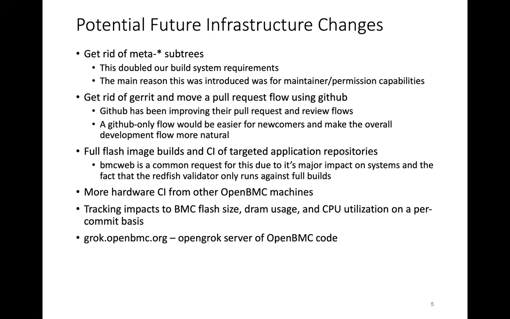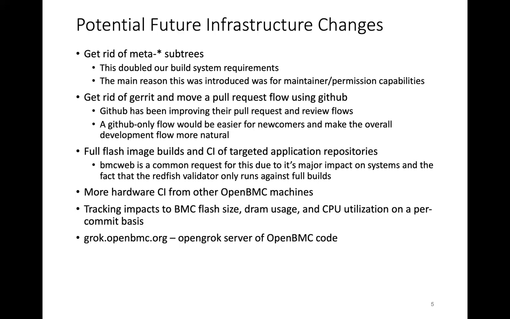The first one on the list is to get rid of our meta subtrees. When we introduced that, it really did double the amount of compute power we needed, right? And it's very redundant to a certain extent. Somebody makes a change into the metaphosphor layer. We build that change. We build a bitbake image. We test it. And then it goes up into the OpenBMC layer, and once again, we build that same change.